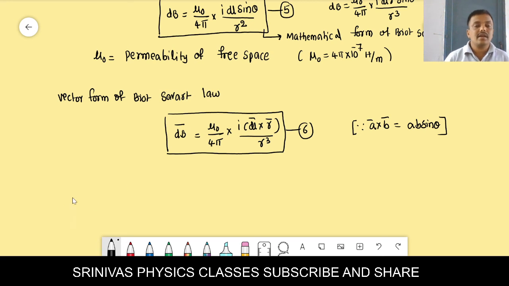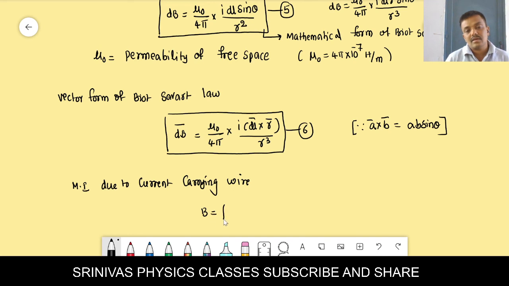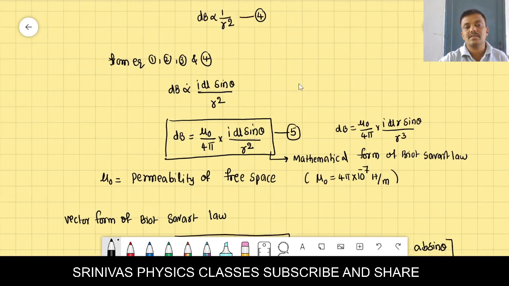Okay, and next, magnetic induction due to total current carrying wire. If you want magnetic induction due to a current carrying wire, total magnetic induction I want. Previously I found the magnetic induction due to only a small element. Magnetic induction due to the small element is dB.